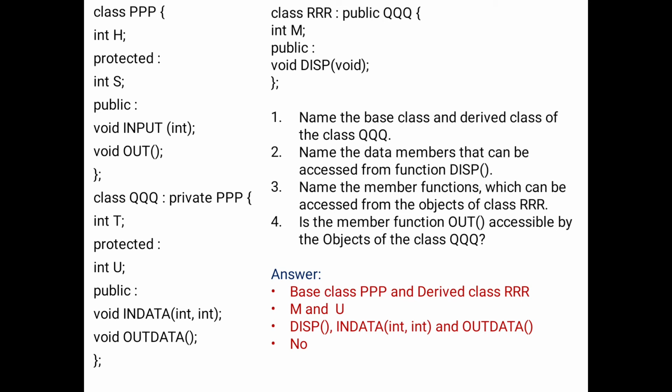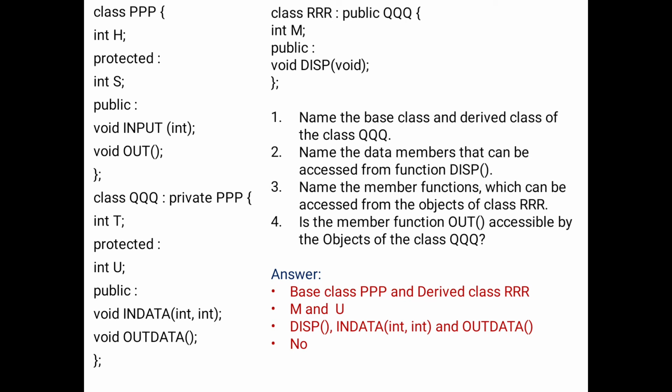The question is asking to name the base class, that is the parent class, and the derived class, the child, of the class QQQ. So class QQQ is the intermediate base class. It is between the base class and the child class RRR. Since it is deriving from the class PPP, PPP will be the base class and the answer. And from QQQ another class is being derived, that is RRR, so that will be the derived class.